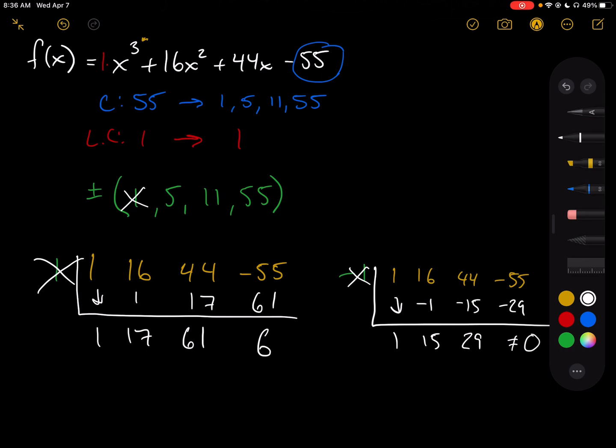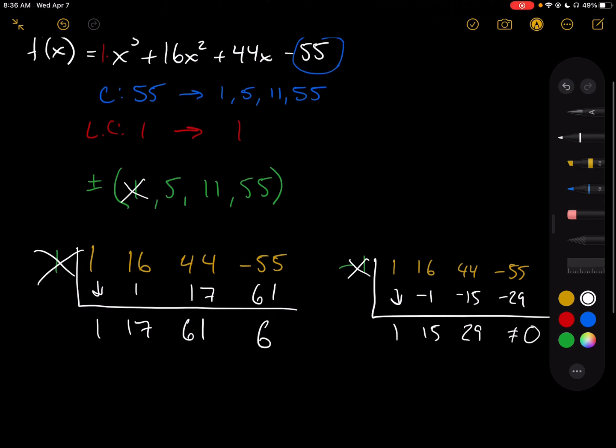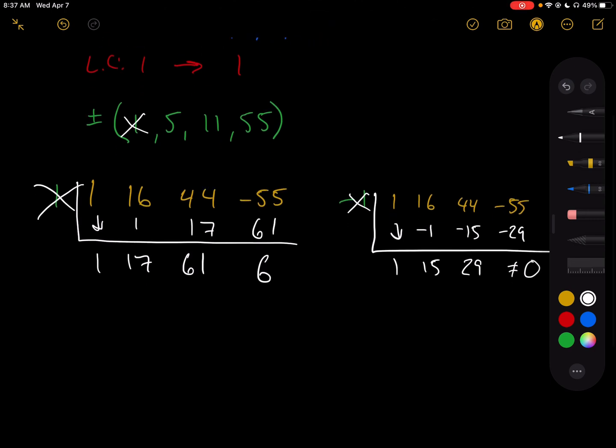So we'll move on to positive and negative 5. So positive 5: 1, 16, 44, negative 55.